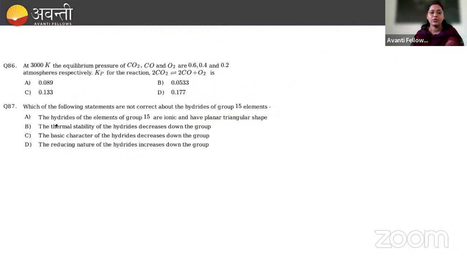Next, at 3000 Kelvin, the equilibrium pressures of CO2, CO and O2 are 0.6, 0.4, 0.2 atmospheres respectively. The Kp of the reaction will be. So this is our reaction. You know that the equilibrium constant is equal to product divided by reactant. Okay, product divided by reactant. So here pressure we need to talk about because we are considering the pressure constant. So here pressure of product divided by pressure of reactants.